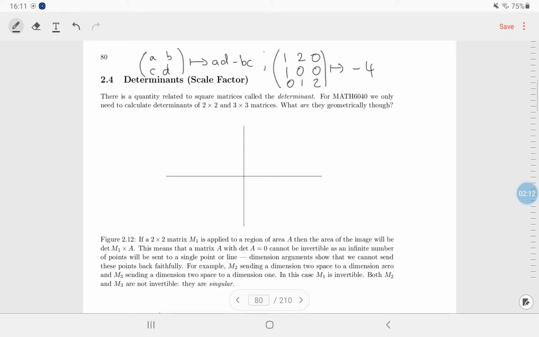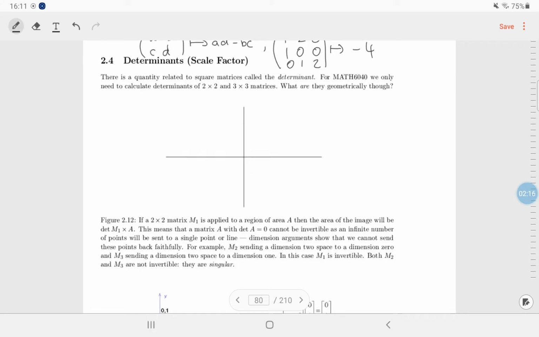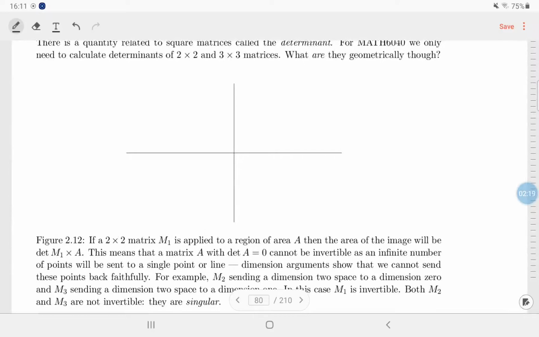Okay, so anyway, you put a matrix in, you get a number out, and this is called the determinant of the matrix. So we're going to calculate 2 by 2s and 3 by 3s. They're basically just calculated as right down diagonal minus left down diagonal. But we need to explain what they are, and to explain what they are, we'll use matrices.